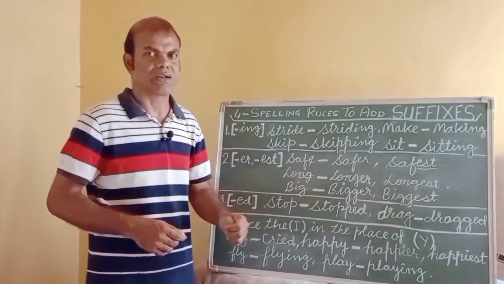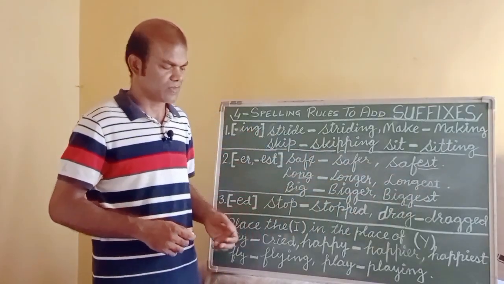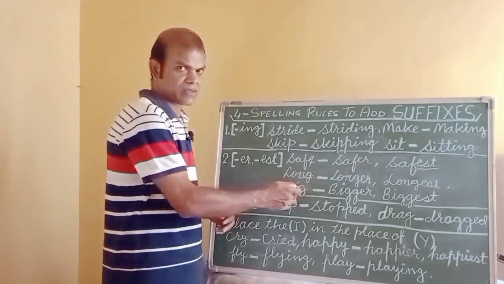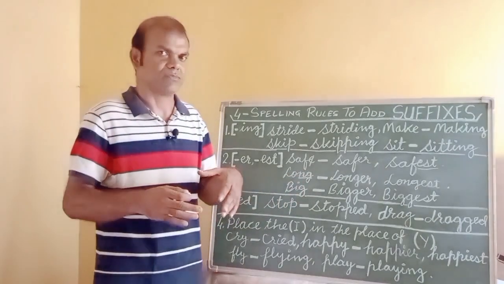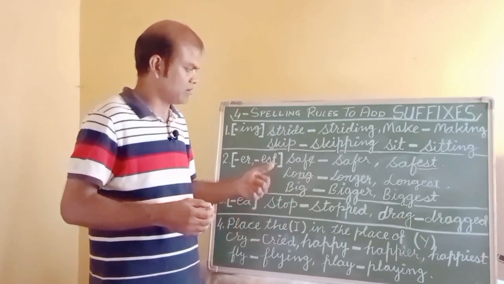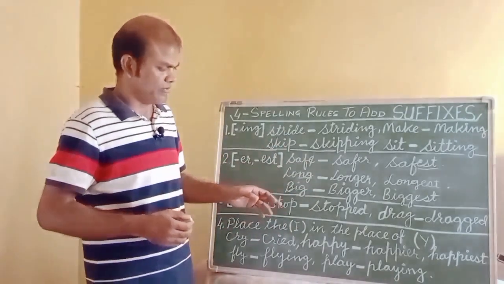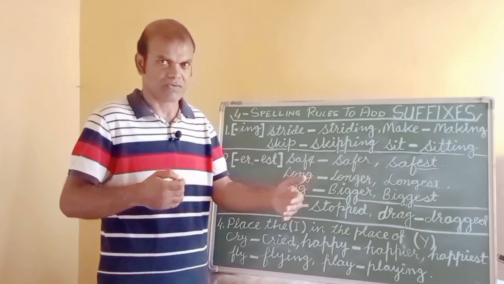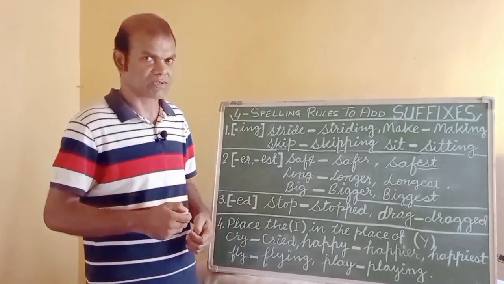We'll get the superlative degree, longest. Now big. In this case we have to go with a short vowel sound followed by a consonant. If the word has a short vowel sound and this consonant is following the short vowel sound, we are going to double the last letter.